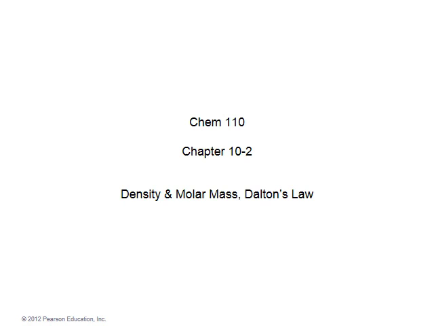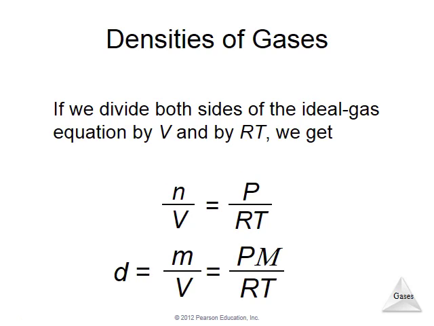In this section of chapter 10, we will talk about density and molar mass of a gas, and also we would discuss Dalton's law of partial pressures. About density of gas, we all learned that PV equals nRT, so from here, by simple algebra, you can get n over V equals P over RT.